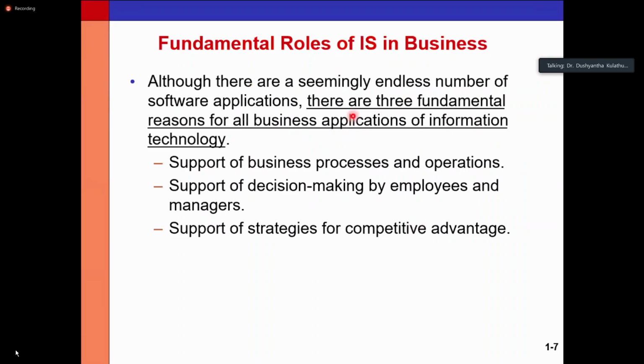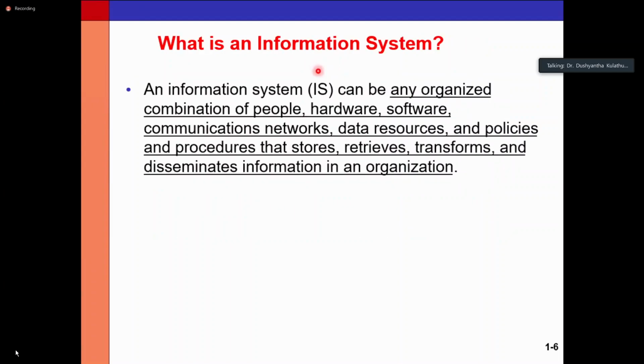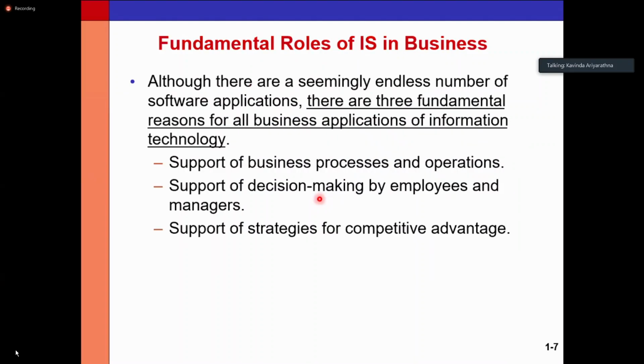Then, okay, we are moving to fundamental roles of information systems in business. Now, before that, is there any question here? I think no. No, sir. Thank you so much. Yeah, okay. Right, thank you.